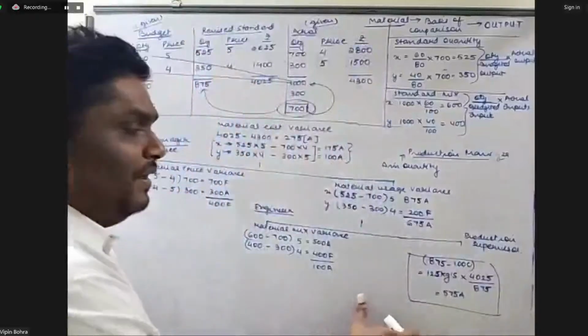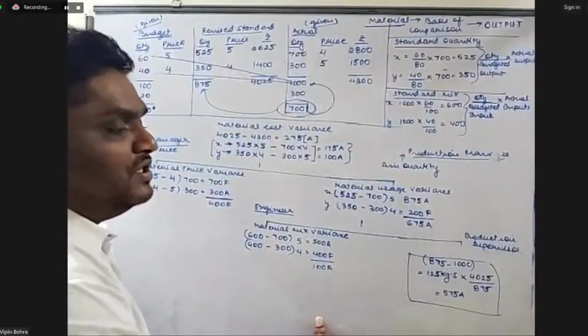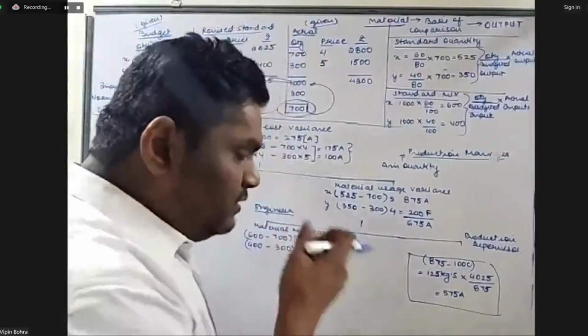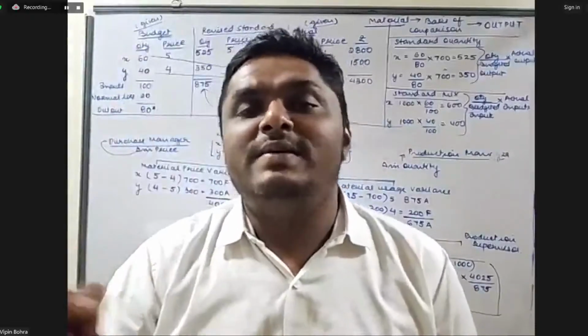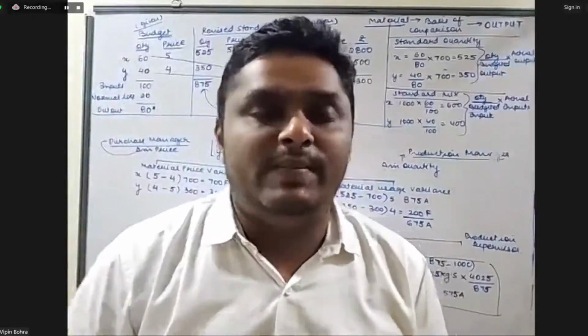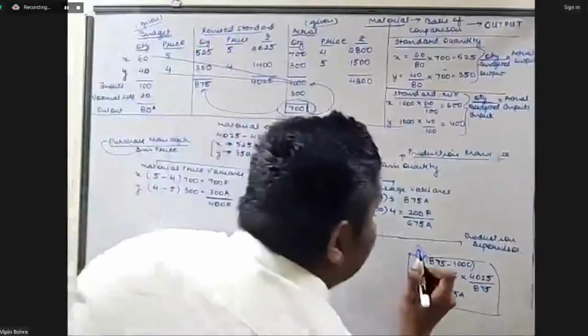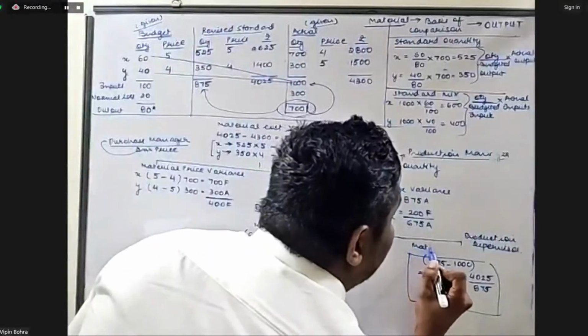So here, the work that is done by the production supervisor is questionable. When talking about this variance, we can call it the material yield variance.